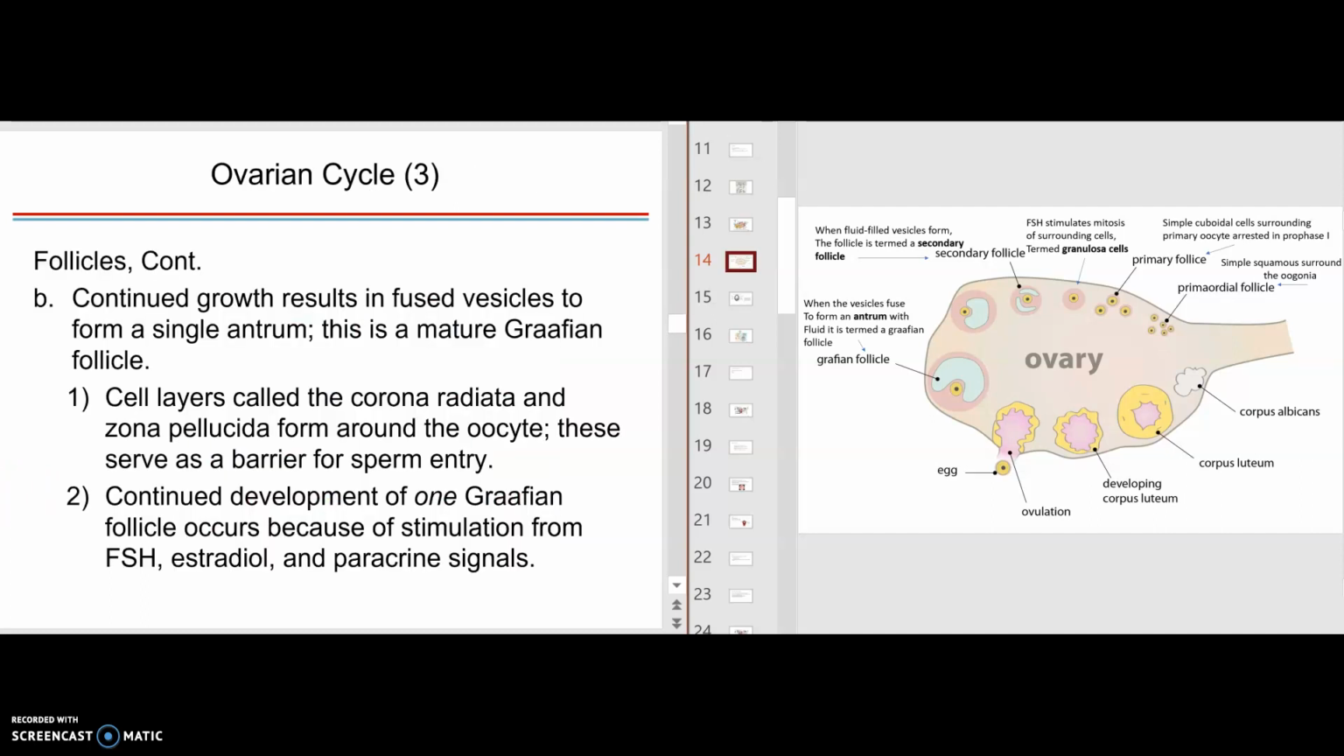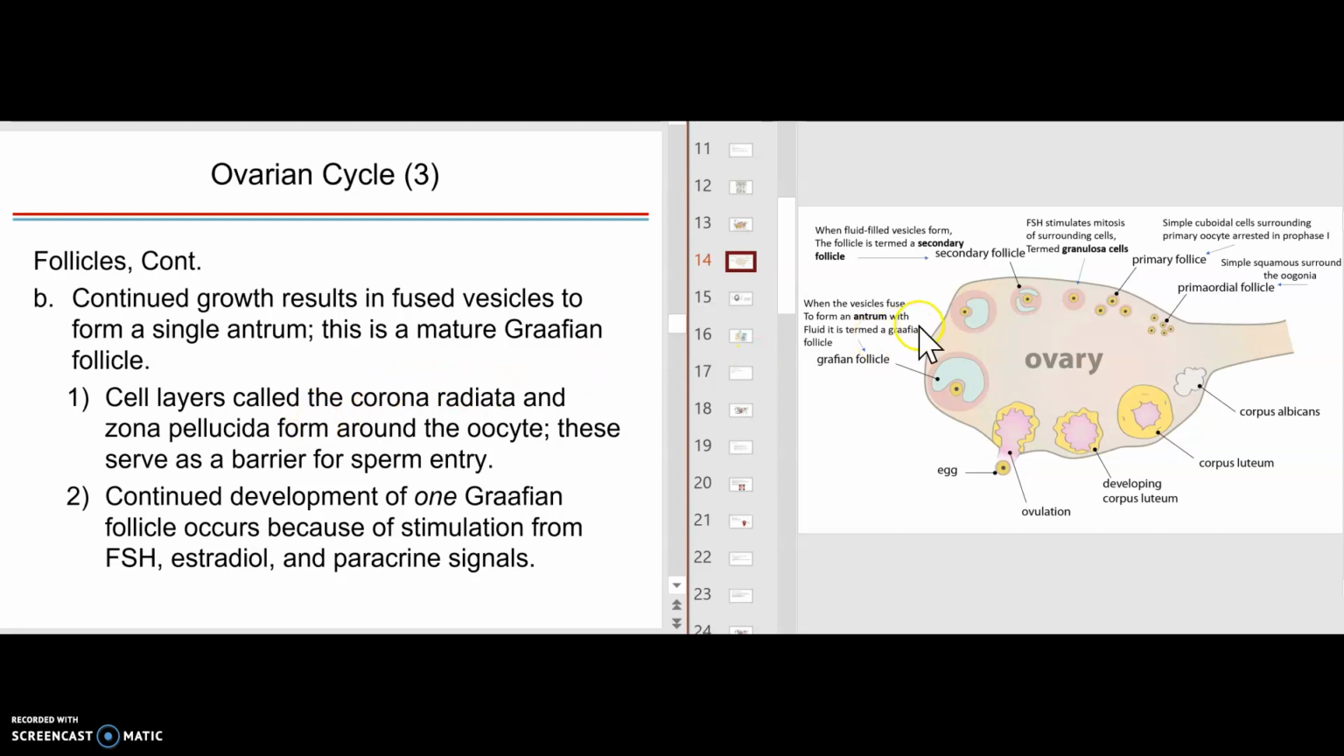Now we go further. Continued growth of this results in fused vesicles, and these vesicles are going to fuse and form a cavity with a bunch of fluid in one cavity, and that cavity is going to be called the antrum. And when the antrum forms, then the name changes to a Graafian follicle. So now, granulosa cells, antrum, Graafian follicle.